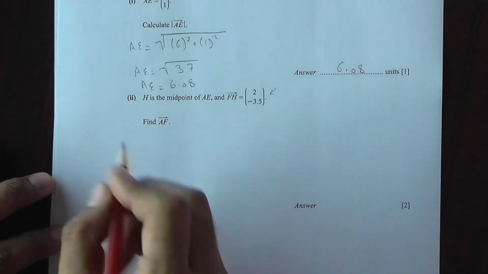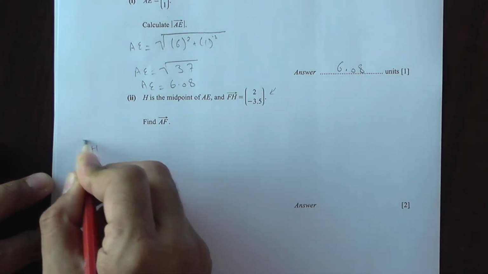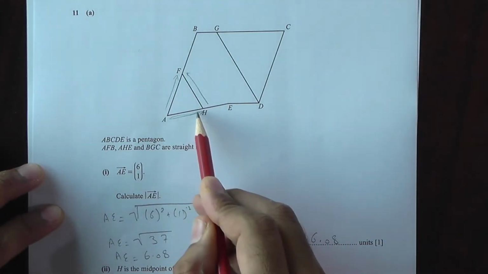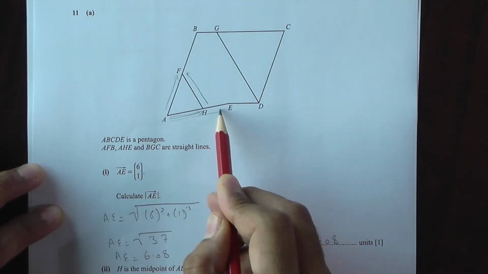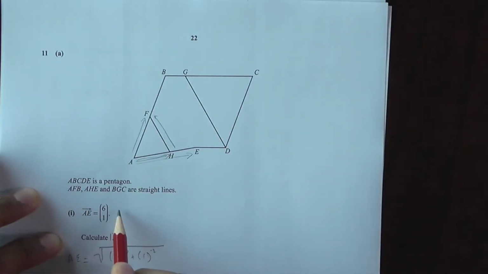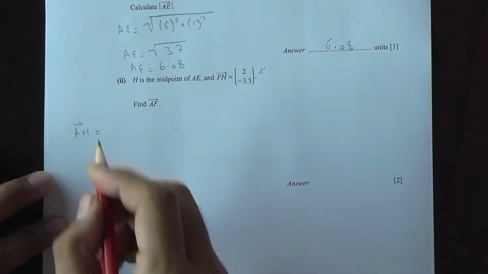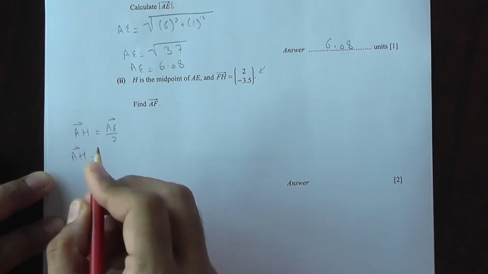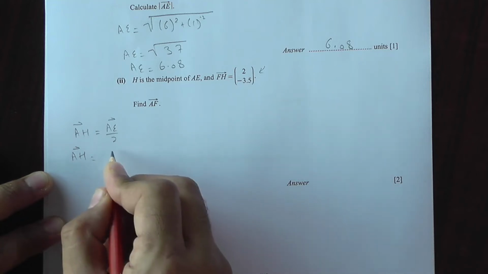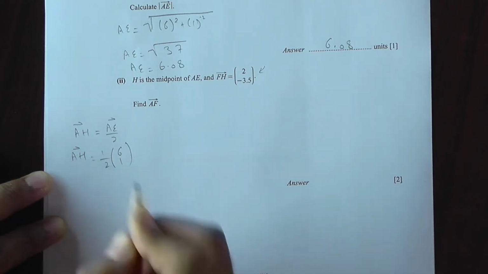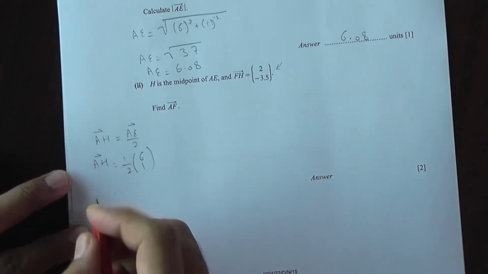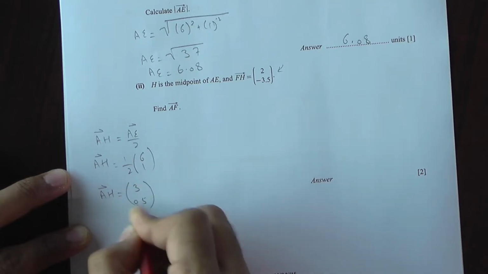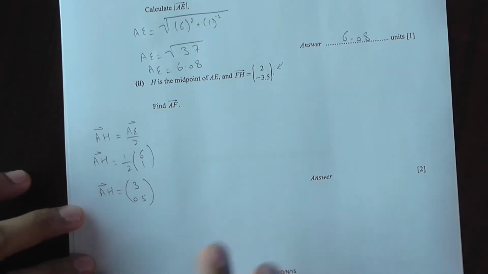Anyways, so if we have to find AF, we first find AH. AH is half of AE, and AE is (6, 1). So we do AE divided by 2. So AH is equal to (6, 1) multiplied by 1/2. When you do that, you get AH as (3, 0.5). So that's AH. Now we need HF.